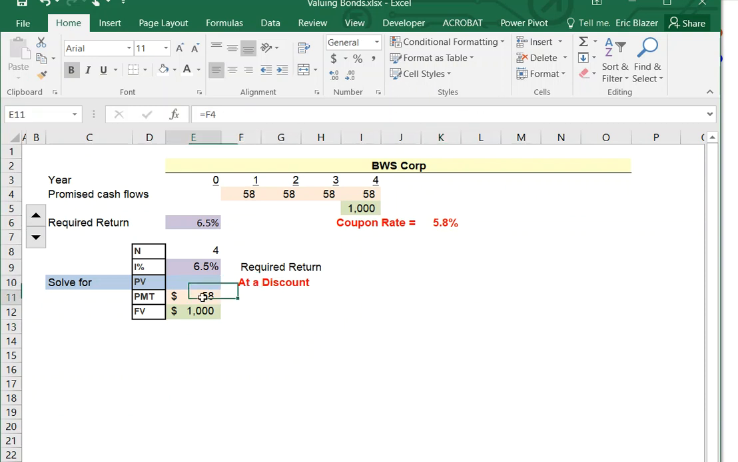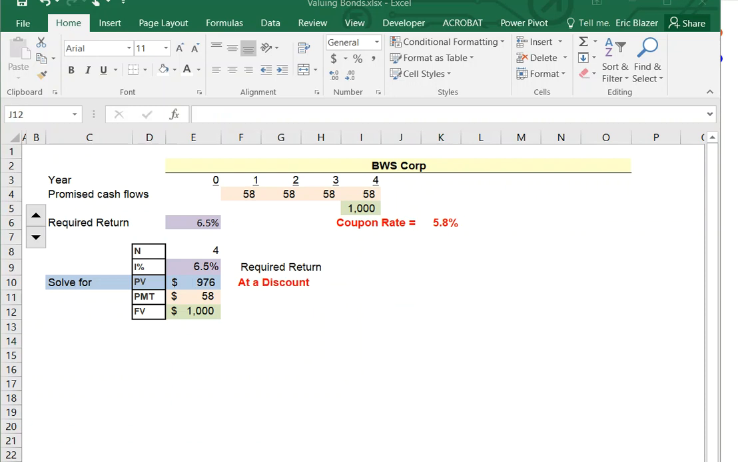To solve for that, again, we enter the payment and the future value both as positive amounts in our financial calculator. 4 for the number of years, 6.5% for the required rate of return, and that allows us to solve for the present value of $976. Again, that's what it should be selling for if investors have a required rate of return of 6.5%. If we had a 5.8% required rate of return, the bond would sell at par. If our required rate of return was less than 5.8%, this bond would sell at a premium.